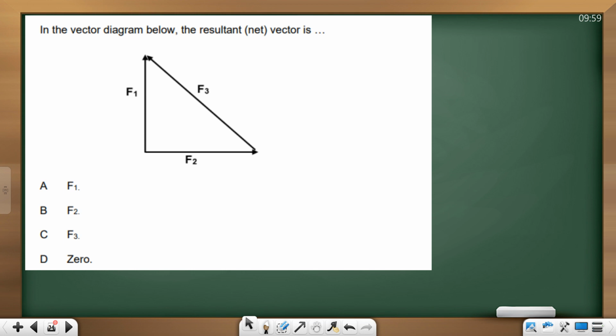Let's see something. I'm looking at this question and it looks very tricky. Which one? Somebody says C. Okay, most of you are saying C. F3. Guys, please be careful. Physics will slap you left, right, and center.